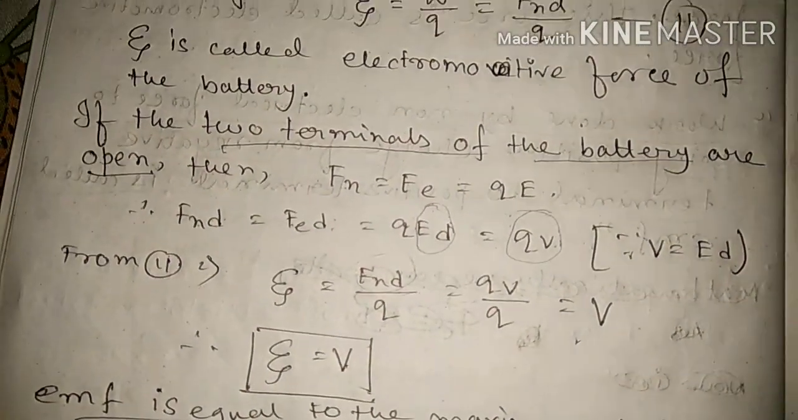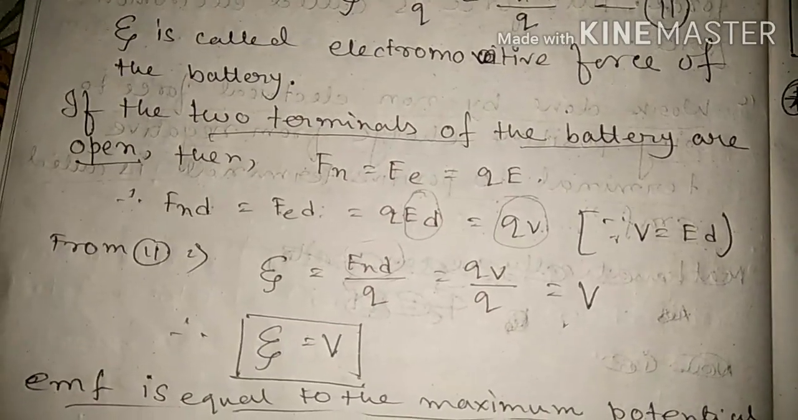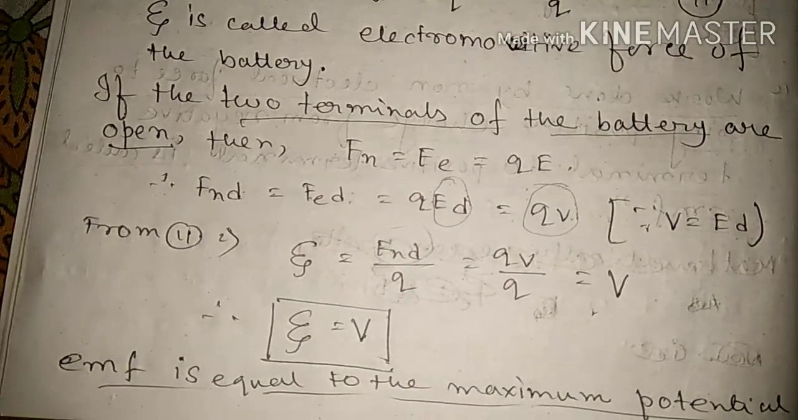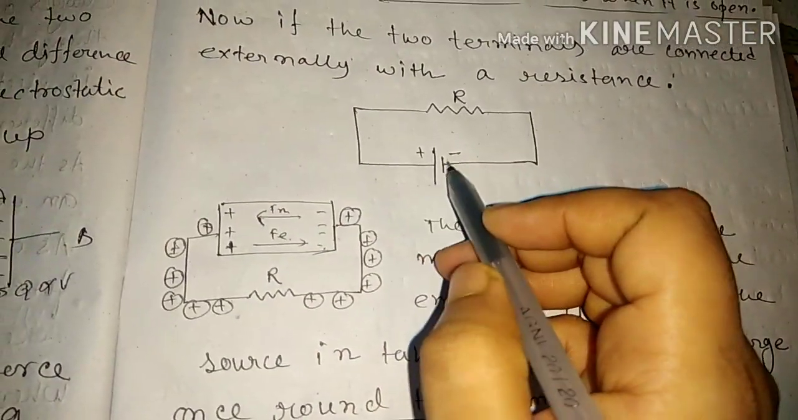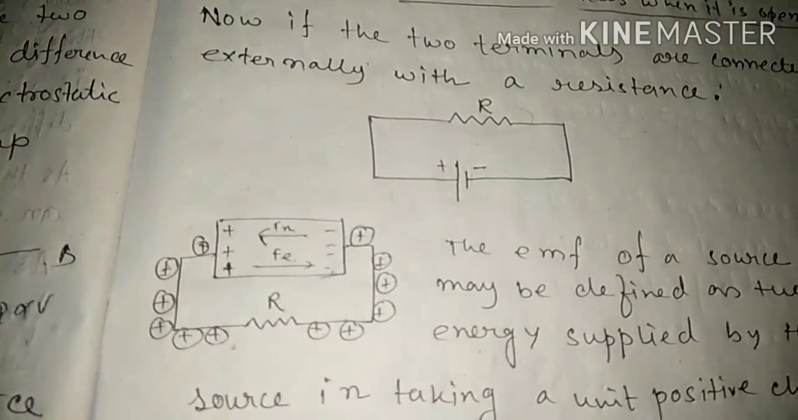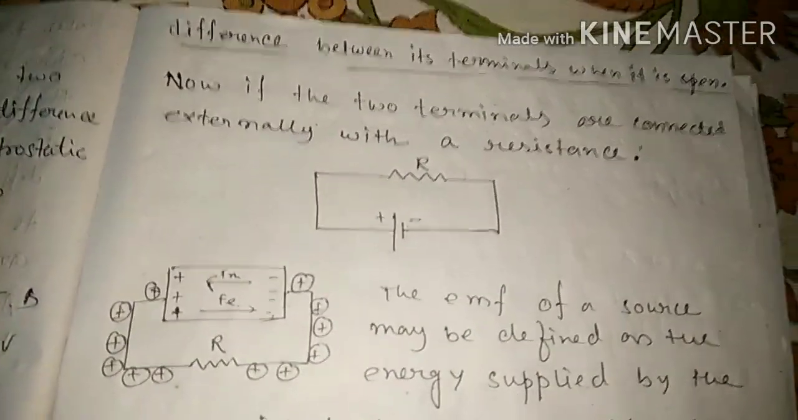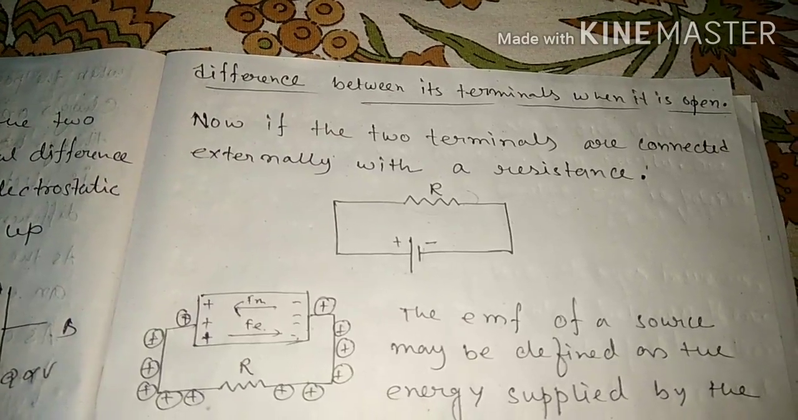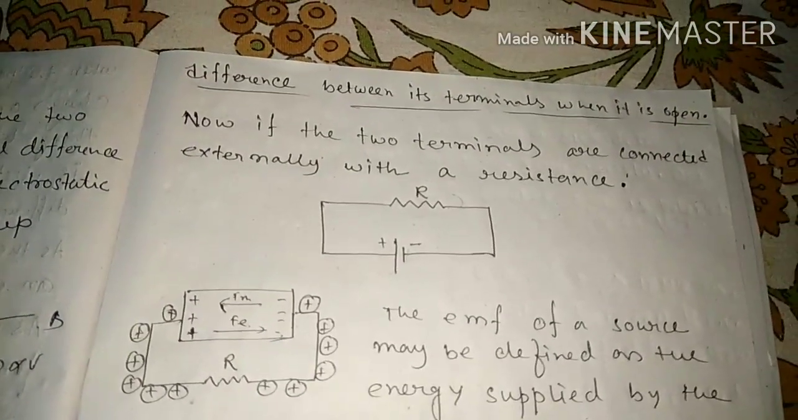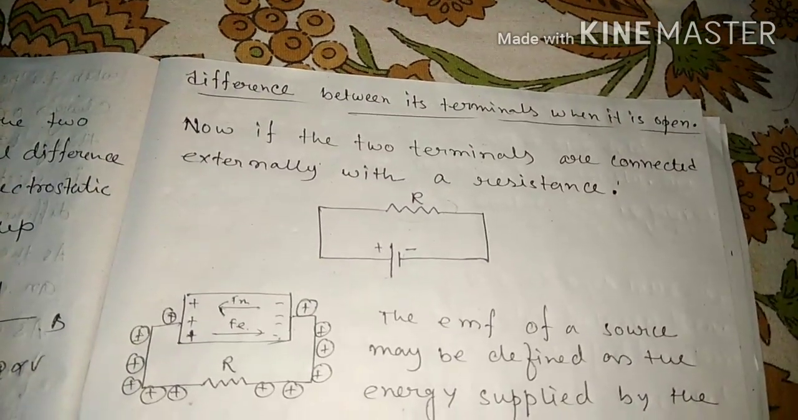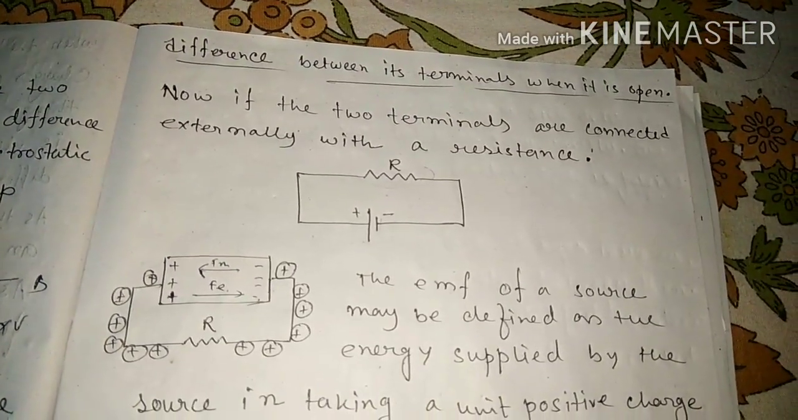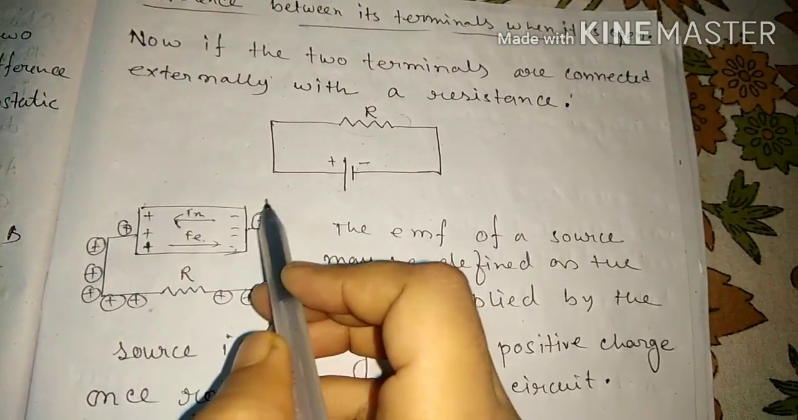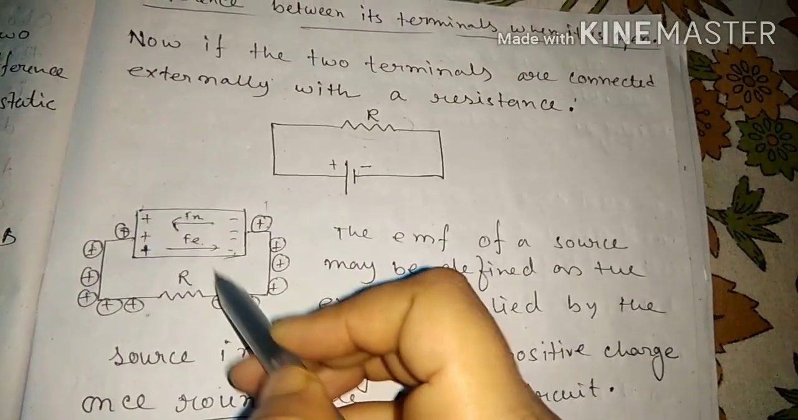Now if we consider a closed circuit, that means the two terminals are connected externally with a resistance. Then what happens? Let's see. Now the battery's two terminals are connected by an external resistance R. In that figure, A to B via C, it is connected by a pump P to maintain the steady flow, because we need to maintain the potential difference. So suppose this is a battery with two terminals, plus and minus, connected by a resistance.